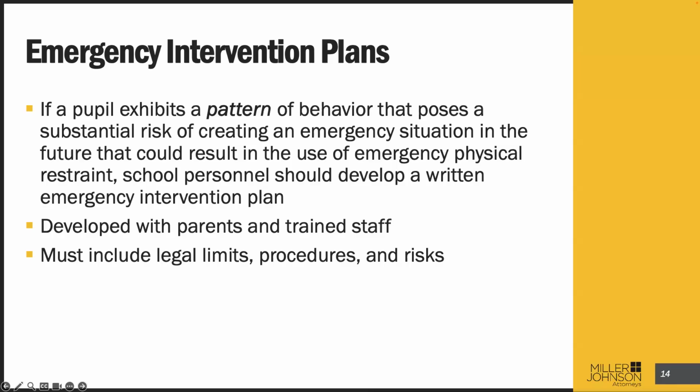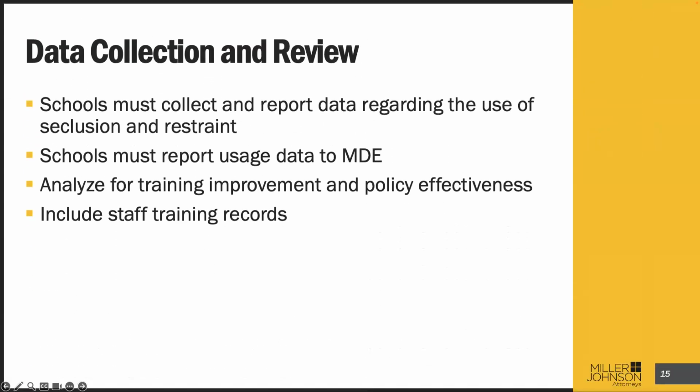If we have a student who has significant needs and their behavior is such that we have to keep looking at doing something on this front, we want to make sure we have a plan for doing so. And that is what they call an emergency intervention plan or EIP. It's got to include legal limits, the procedures that we're going to follow, an assessment of the risks to the student, so on and so forth. So this is something that's really going to happen only in the most extraordinary of circumstances, where not only are we having emergency situations, but they're occurring in a pattern type manner.